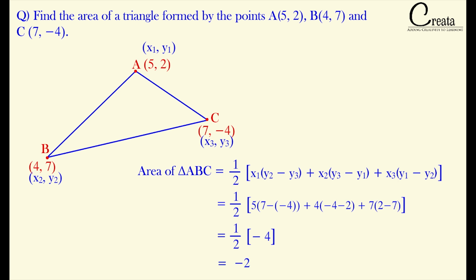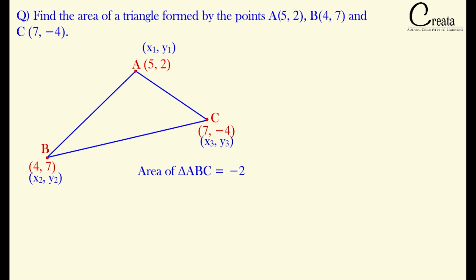Oh, one minute. Our answer, that is the area of the triangle, is coming out negative. But it is not possible for the area of the triangle to be negative. It should be positive. The area of the triangle cannot be negative. So we will take the numerical value of -2, that is 2. So we got the area of the triangle as 2 square units.